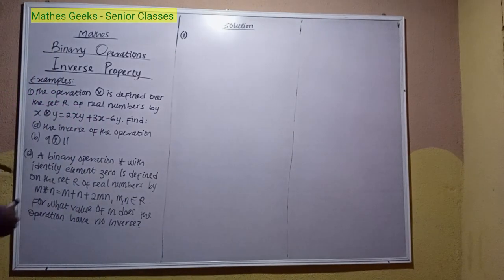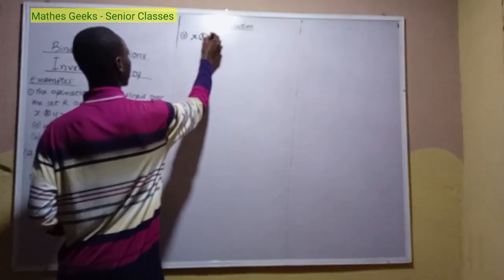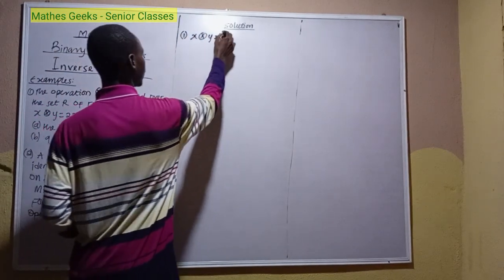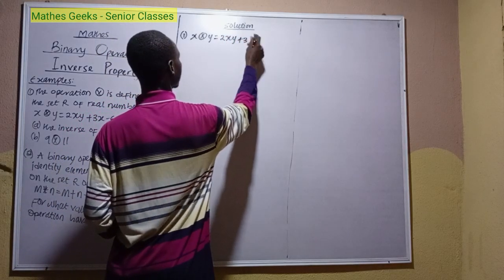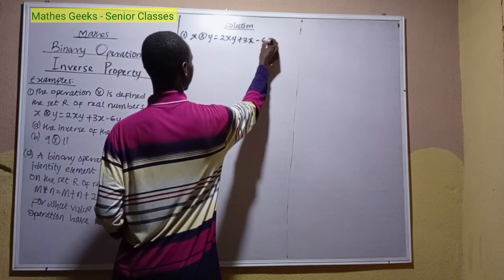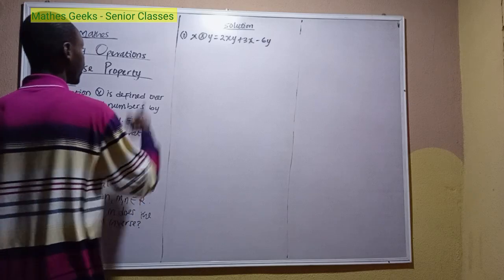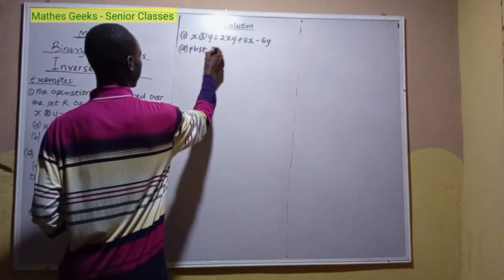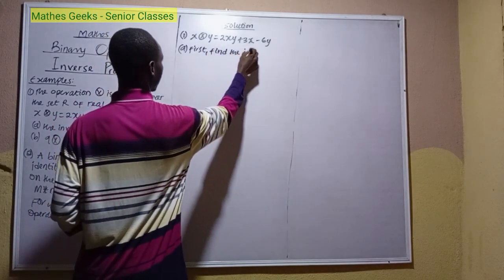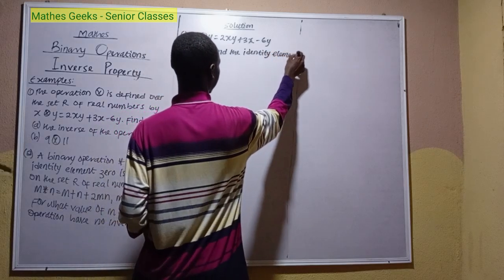The operation star is defined over the set R of real numbers by x star y is equal to 2xy plus 3x plus 3x minus 6y. Find E, the identity of the operation. So E, first find the identity element. Let's find the identity element E.